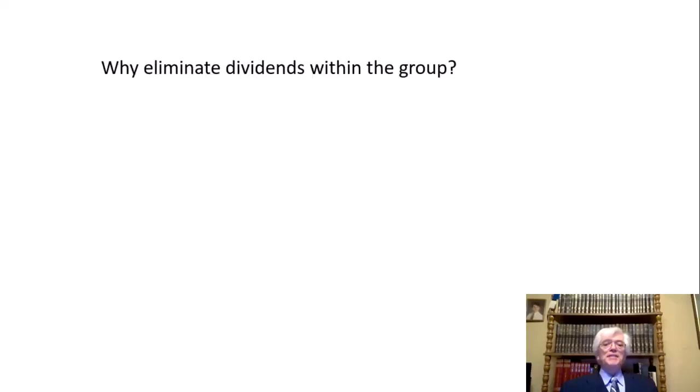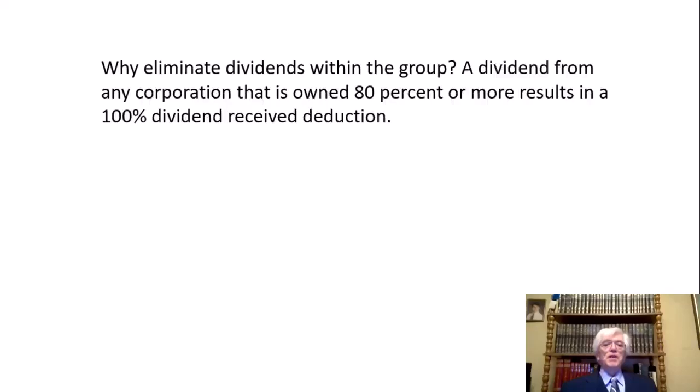Why do we eliminate dividends within the group? You may be thinking, dividend from a corporation that's owned 80% or more, you get 100% dividend received deduction. What's the difference between a dividend that gives you 100% dividend received deduction, not subject to any level of income of the consolidated group, and simply eliminating the dividend?